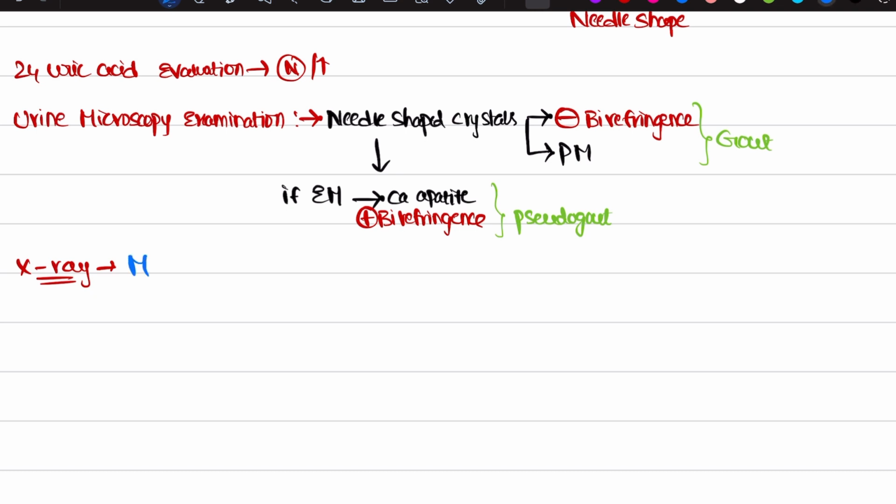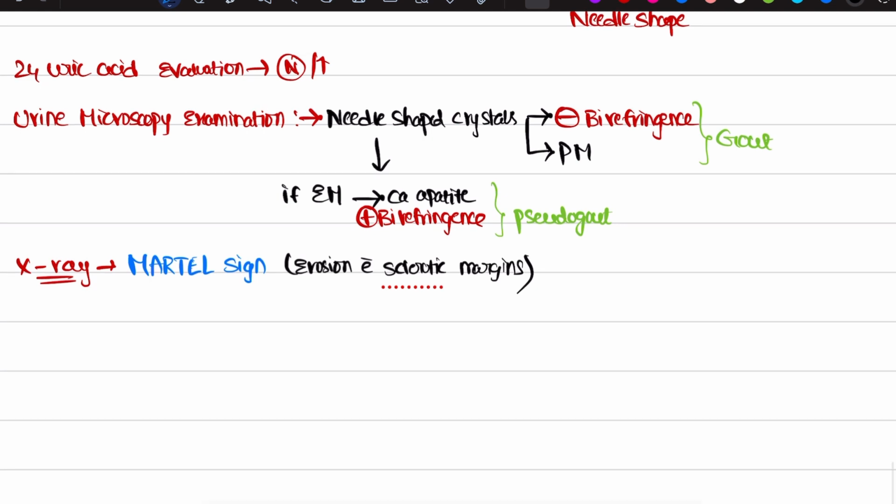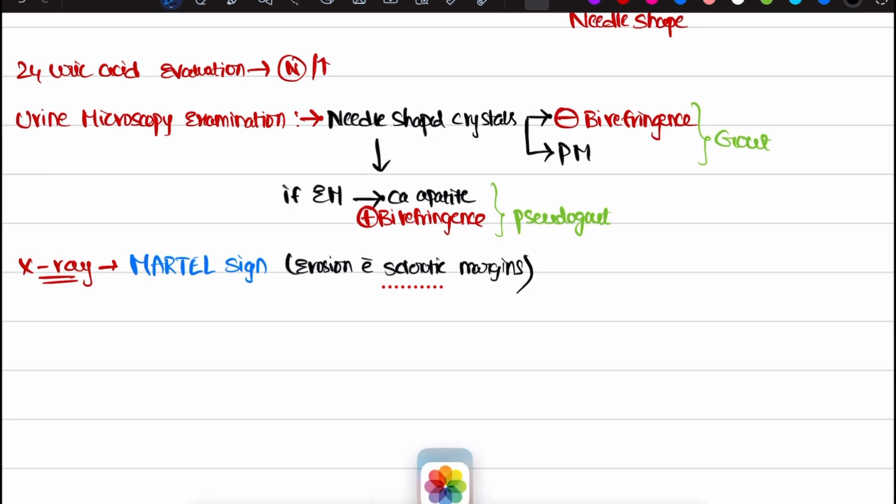Martel, like the jet company Martin. That's how this is Martel. What is this Martel sign? Martel sign is erosions with sclerotic margin. Let me show you the X-ray, and I will explain how this Martel sign looks.